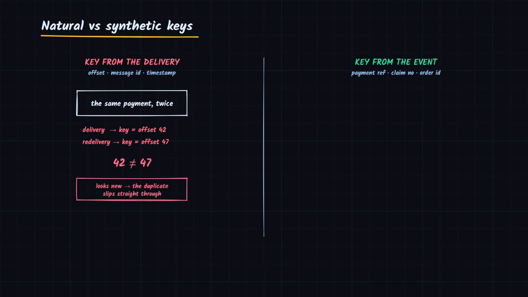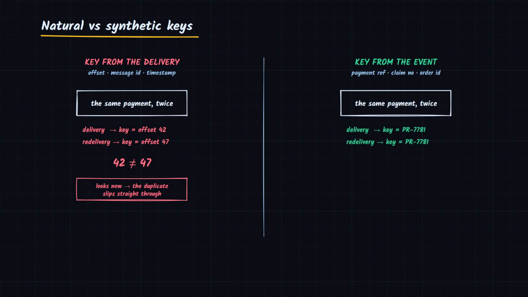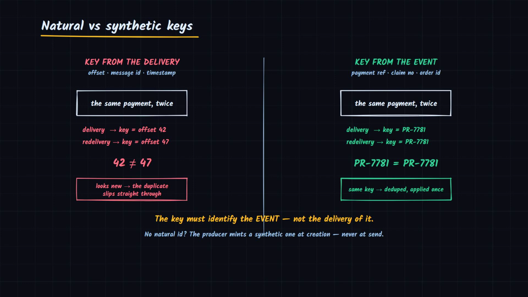The fallback is a synthetic key, generated once by the producer and carried in the message envelope. And that works fine as long as everyone understands that it must be generated at creation, never at send. Or a retry produces a fresh key and defeats the whole thing. And watch for the trap of using the offset or a message ID your broker assigns, because those change on republish. The key must identify the event, not the delivery of it.